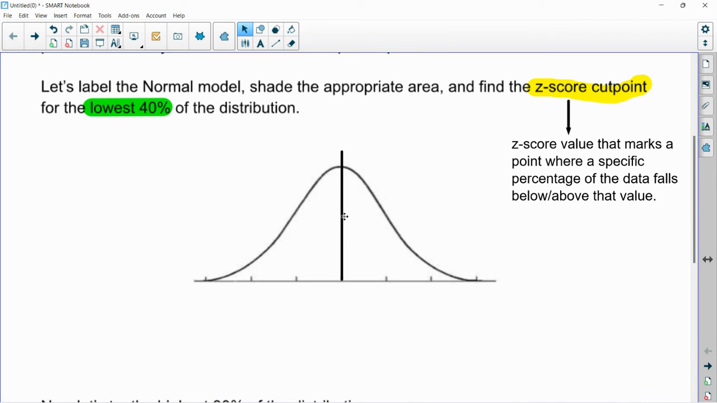But we don't want the lowest 50%. We want the lowest 40%. So that means we're going to have to drag our flag to the left. Now, we don't know exactly where. That's okay, so we kind of estimate. I think maybe it's about here. Okay, the estimate isn't important. The important idea is we know that this cut point falls to the left of where our mean is. And we might want to mark our mean. Why don't we go ahead and do that?